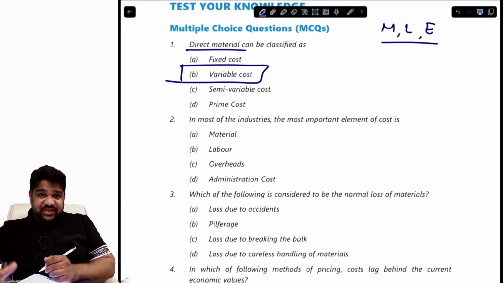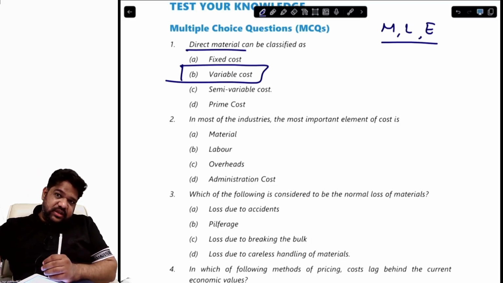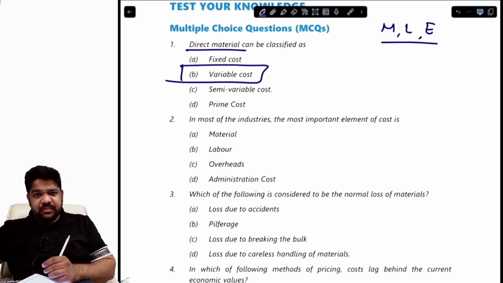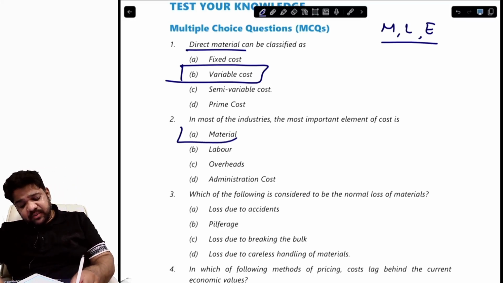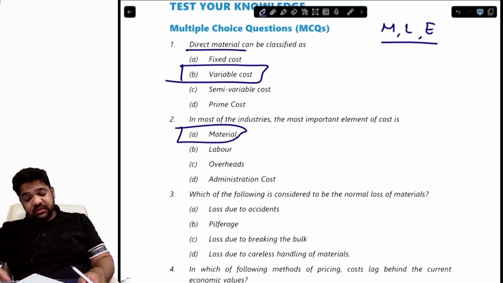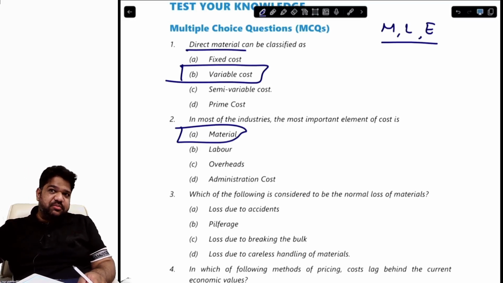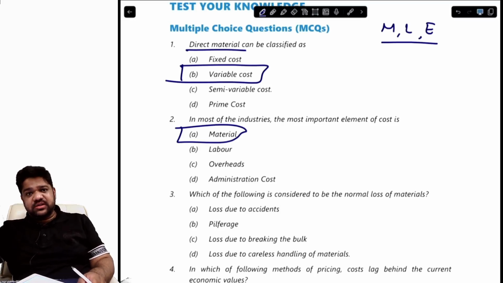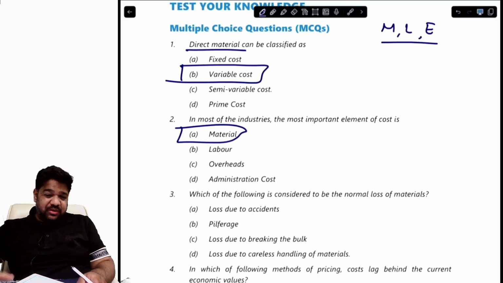They are asking us which element is the most important. Now, see, if you are a service industry, the important element has to be labor. If you are a manufacturing industry, then of course your most important element has to be material. But you can't really say that in most of the industries the most important element is material. I think that's a little biased to say, but that is what the question is, and it fits well. So keep this in mind.